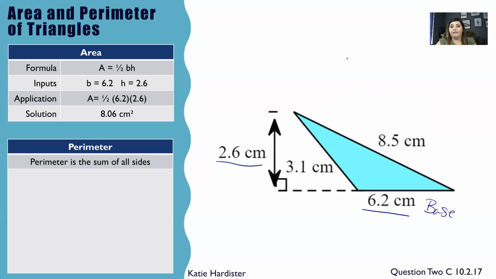But let's go ahead and find the perimeter. It's a little tricky because we're given all of these numbers, but we know this number right here is the height. So we've already used it, so we can cross it off. What we're going to do is add the sides. So we're going to start with the base, and that's 6.2 plus 3.1 plus 8.5. If we add all of those up together, we'll end up with 17.8 centimeters.